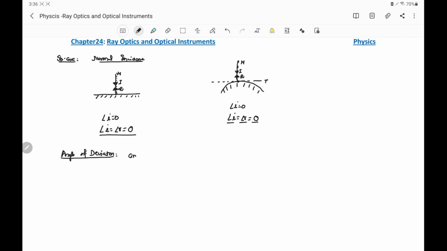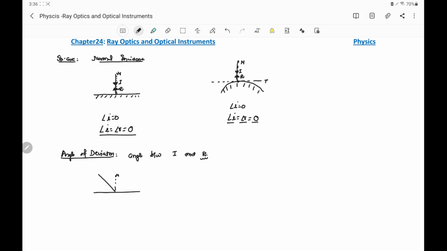Angle of deviation is the angle between the incident ray and the reflected ray. If reflection is under consideration, then we will use the reflected ray. If refraction is under consideration, which we will discuss later, then this angle is between the incident ray and the refracted ray. So, taking reflection under consideration, this is the plane surface and n is the normal.